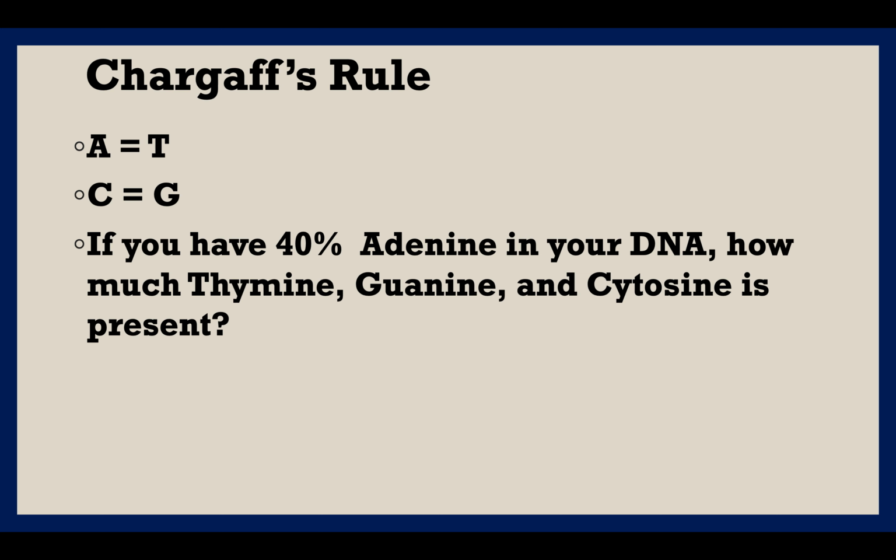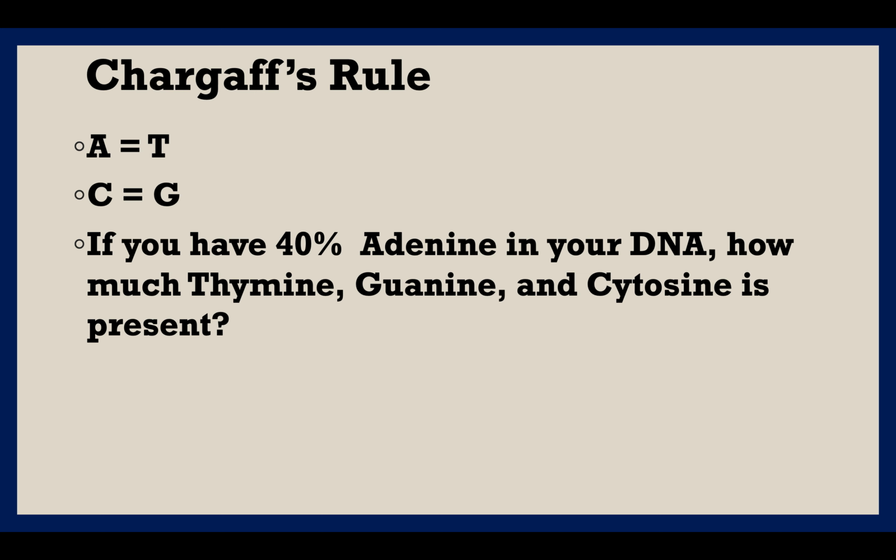So knowing that Chargaff's rule says that A has to equal T and C has to equal G. If you have 40% adenine in your DNA, how much thymine, guanine, and cytosine is present? You will see that if we follow Chargaff's rule, we can find the number of all the rest simply by knowing 1%. So in this case, 40% for adenine. We know that adenine pairs with thymine, and we know that according to Chargaff's rule, A is going to equal T. Therefore, we're going to say that thymine is also 40%.